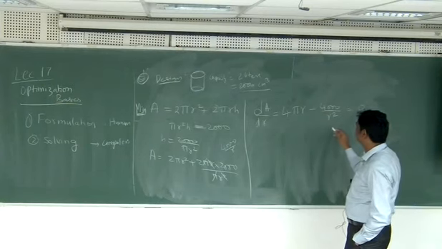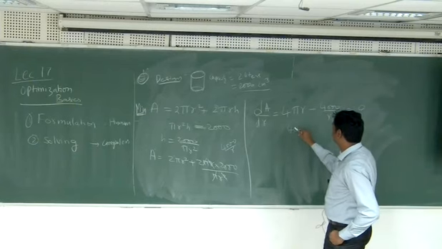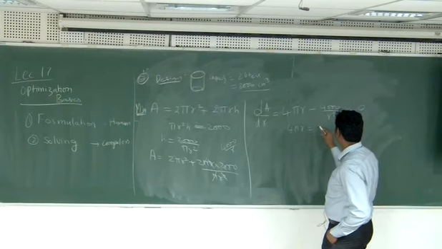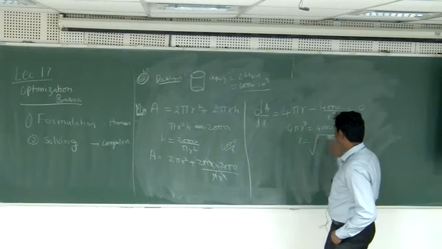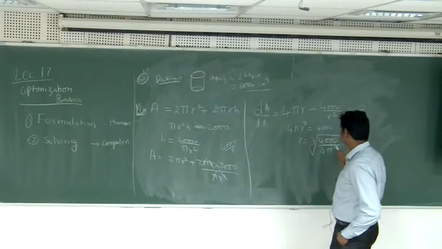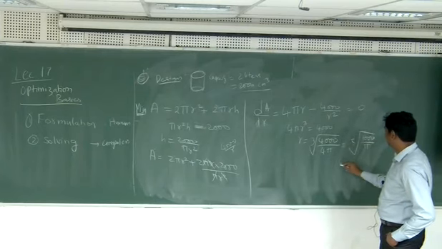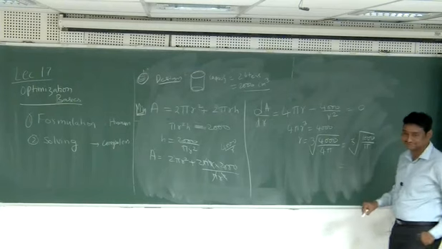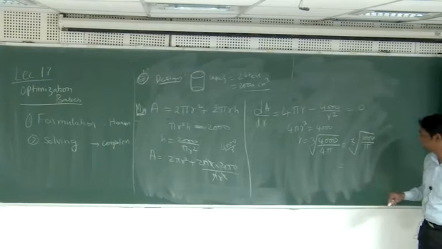So 4000. So r cube equal to this one, r equal to, by 4 pi, or cube root of 1000 by pi. Okay. So can someone try this? Will we be able to find this one?